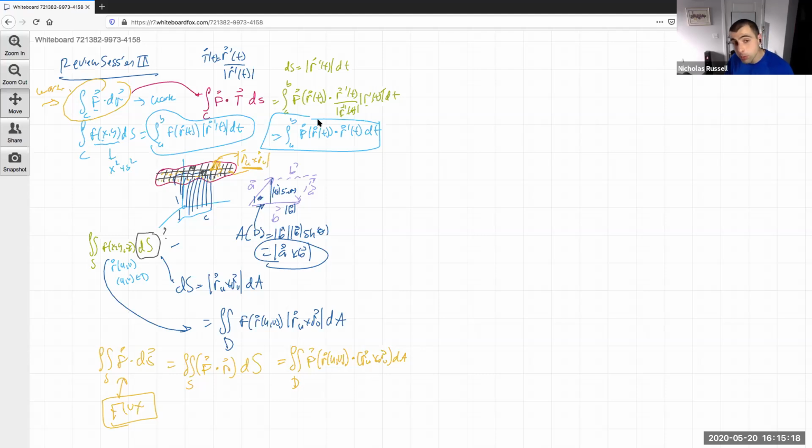Depending on how you want to go about computing it, that's dependent on a couple of factors, as we've discussed before. But this is how you would do it with parameterization.